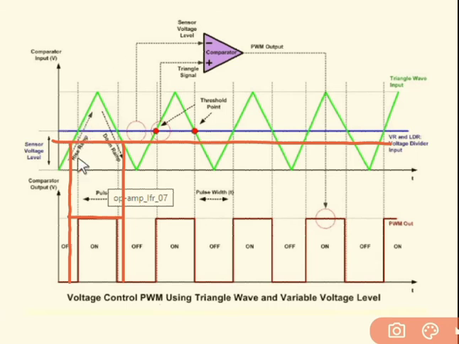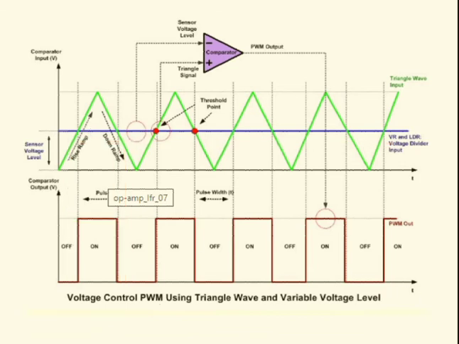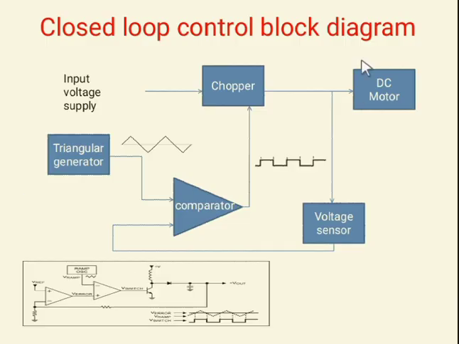So by comparing the triangular wave and one reference signal, we can maintain the constant output voltage of the chopper. So here at this point we get VO, which is a constant value irrespective of the change in the input voltage within some range. So we get the constant speed of the DC motor.